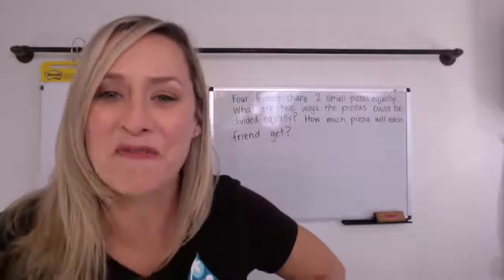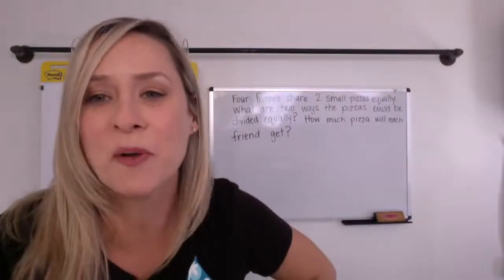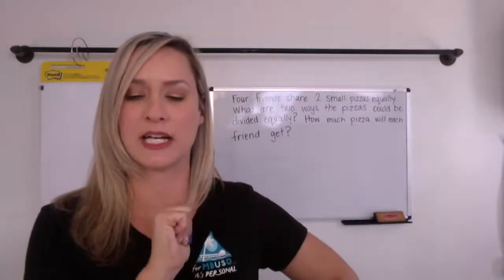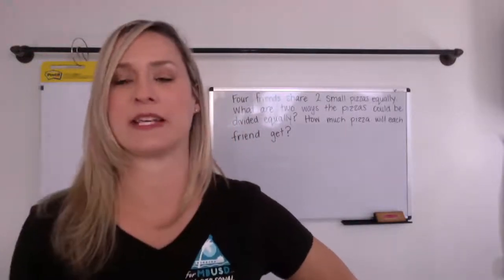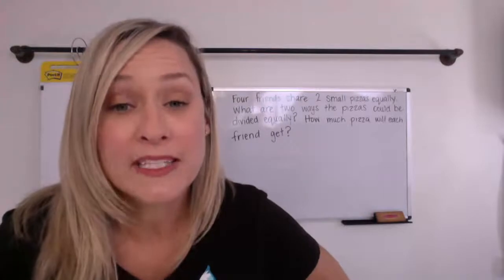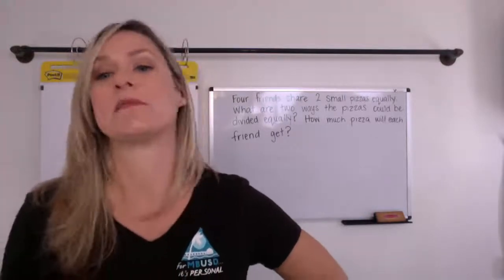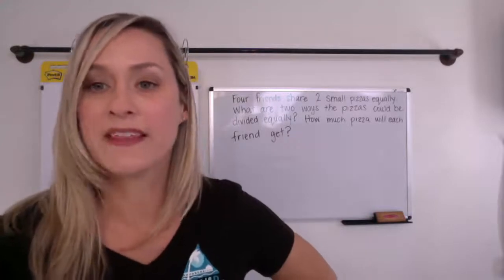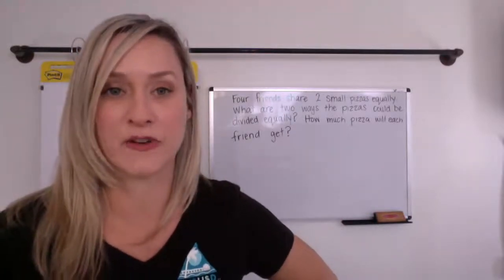Okay, so we've got 4 friends share 2 small pizzas equally. Okay, so just imagine that. We've got 4 people sitting there, and you have 2 pizzas. We need to figure out 2 ways the pizzas could be divided equally. So what are 2 ways we could do that? And then how much pizza will each friend get?